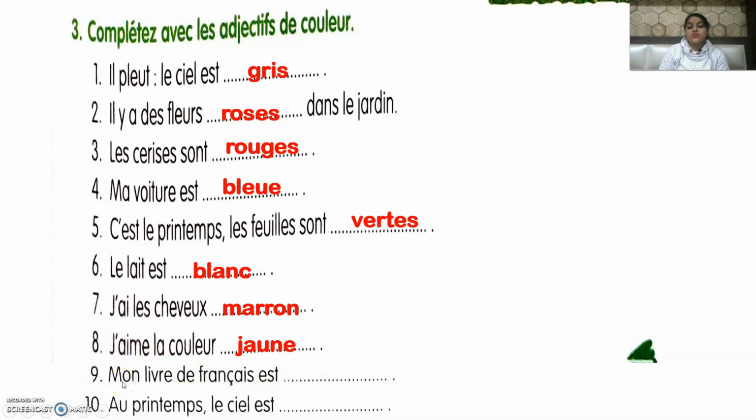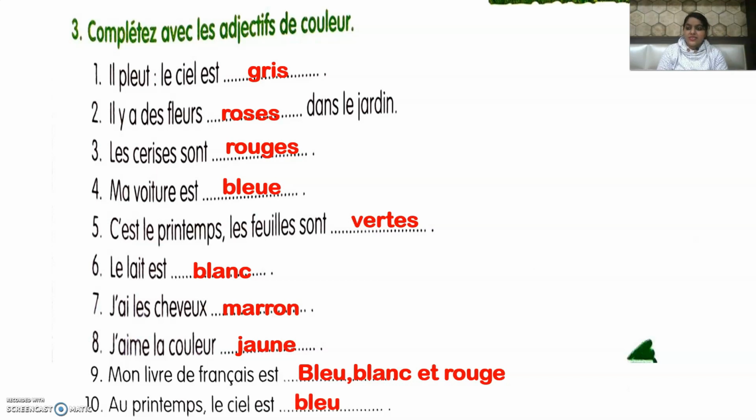Ninth one is mon livre de français est dash. That means my French book is of which color? So I have written mon livre de français est bleu, blanc, rouge. So you can write down the colors whichever book is yours. Tenth one is written au printemps le ciel est dash. Au printemps, that means in spring the sky is blue. So I have written le ciel est bleu.